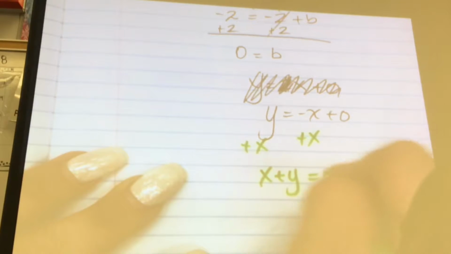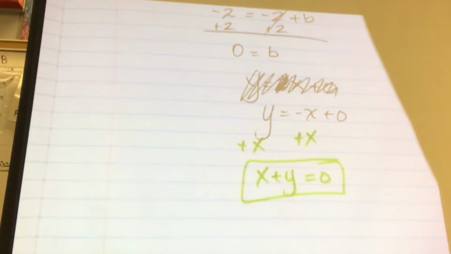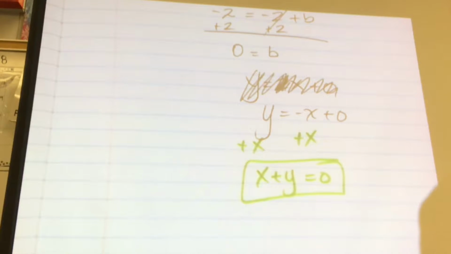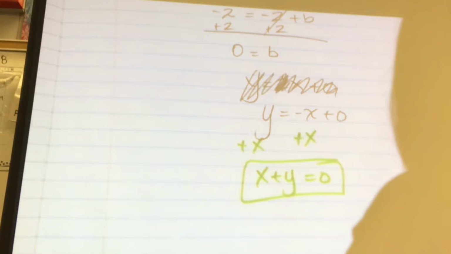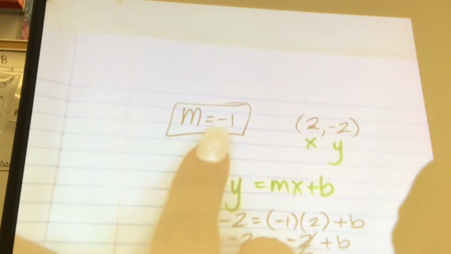Raise your hand if that's what you got. Yes? y equals negative x plus 0, because the slope is -1. It's not 2. The slope is -1.